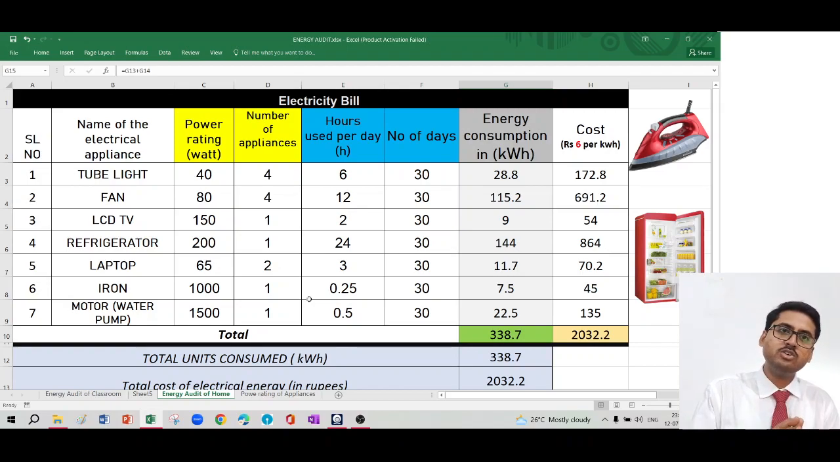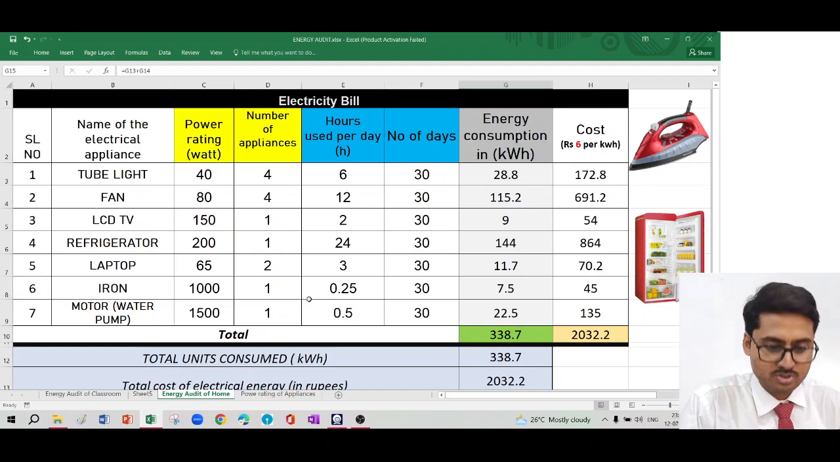It is very difficult to do the energy audit of the entire year. So if you are doing the same thing for all 12 months, in fact you can do the energy audit of the entire year also.